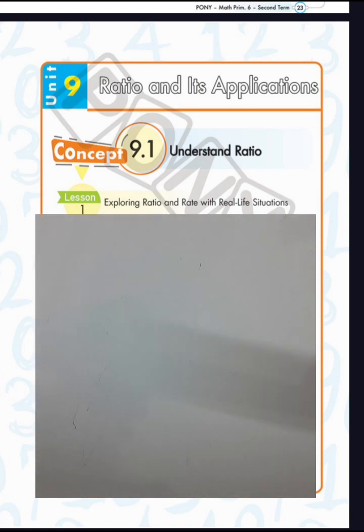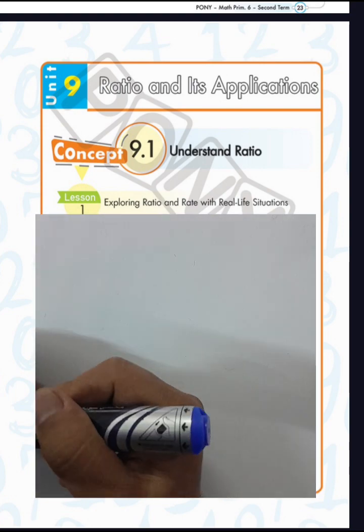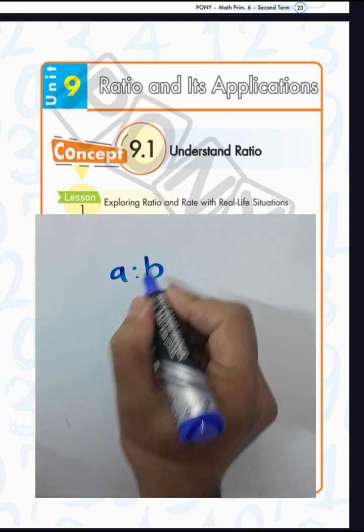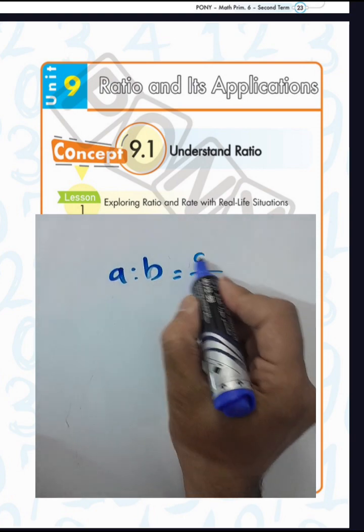What is a ratio? A ratio is a comparison between two quantities of the same type, such as weights, lengths, or areas, that determines the existing number of one quantity given the number of the other quantity. For example, the ratio between A and B, we can write A to B, or we can write A over B.